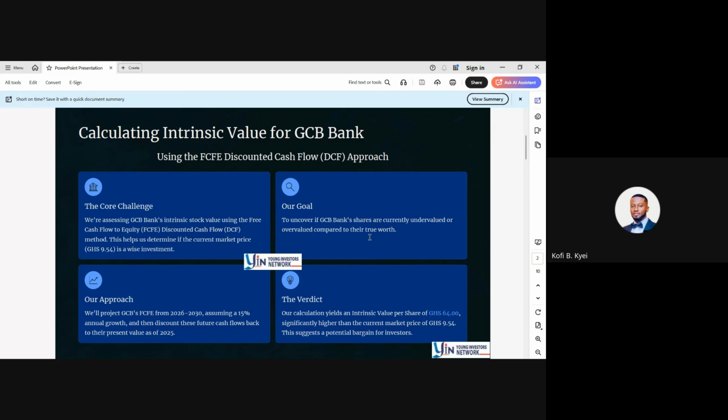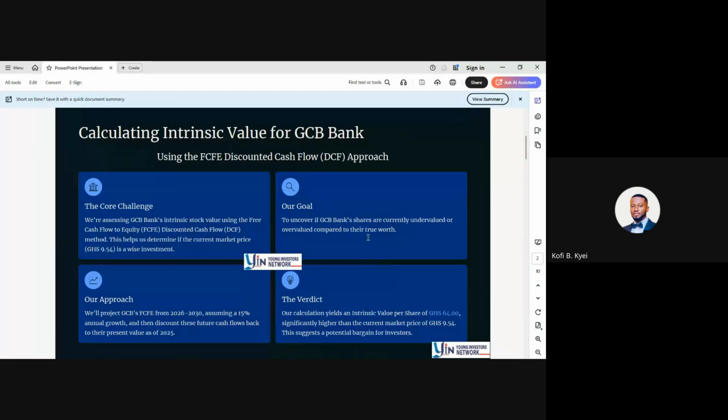We'll project the FCFE from 2026 to 2030, assuming, as you can see I've written, a 15% annual growth rate. Another analyst can decide to put 10%, another can decide to put 5%. I decided to put 15%. The assumption of 15% may be too high. The question is, why am I assuming 15%?